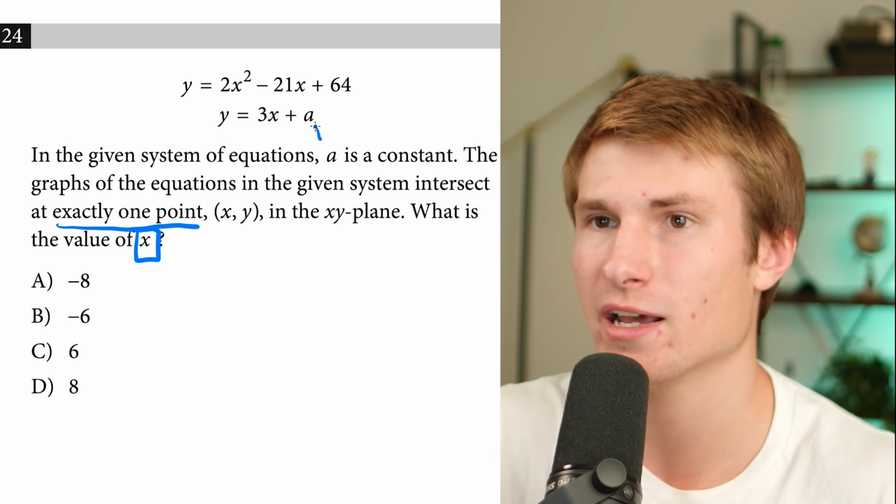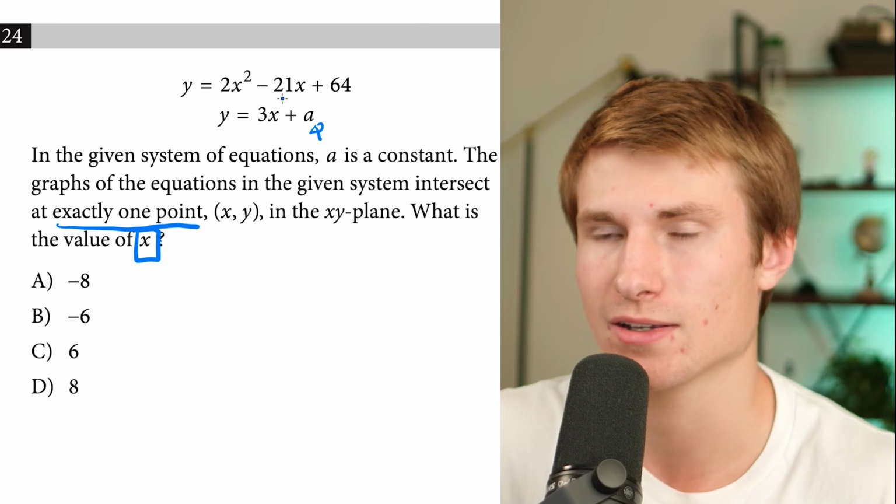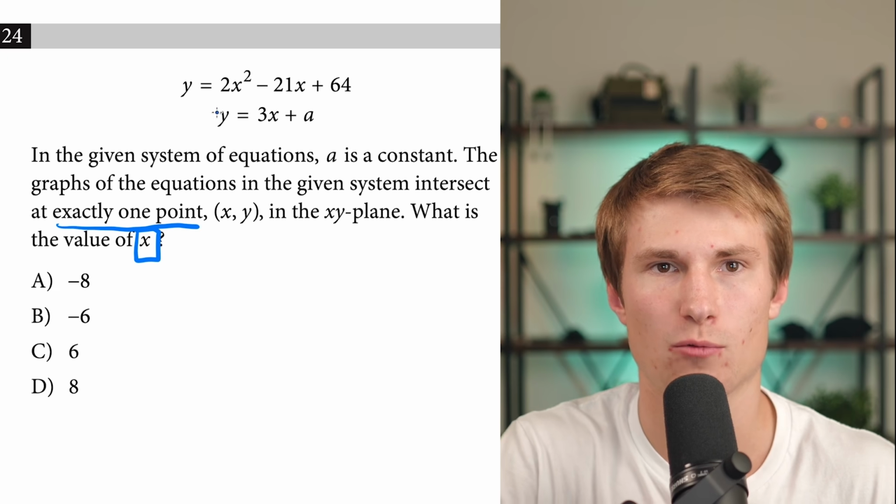Okay, so that means we might not actually have to solve for A. We just need to solve for the value of x. All right, so immediately what jumps out to me is I have y equals and y equals.